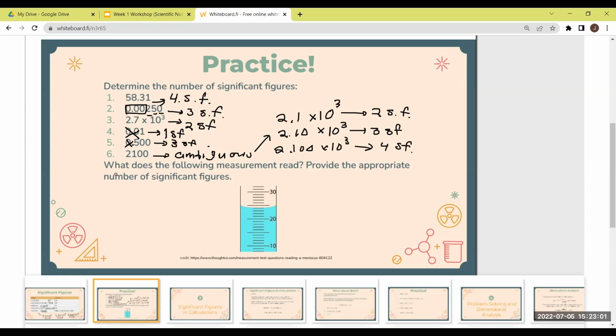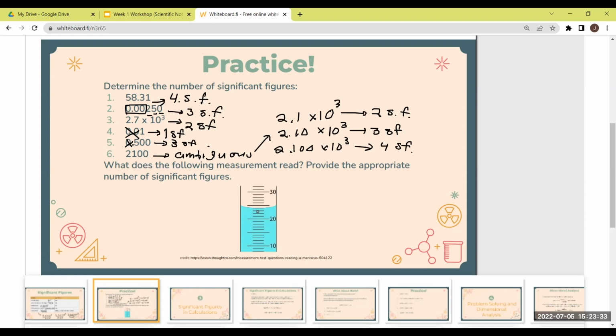So this next problem, what does the following measurement read? Try to provide the appropriate number of significant figures. So go ahead and try and read this measurement. If you look at this graduated cylinder right here, you can see that there's a meniscus, which is basically just this little dip inside the cylinder. And we're always going to read the lowest point of the liquid inside.